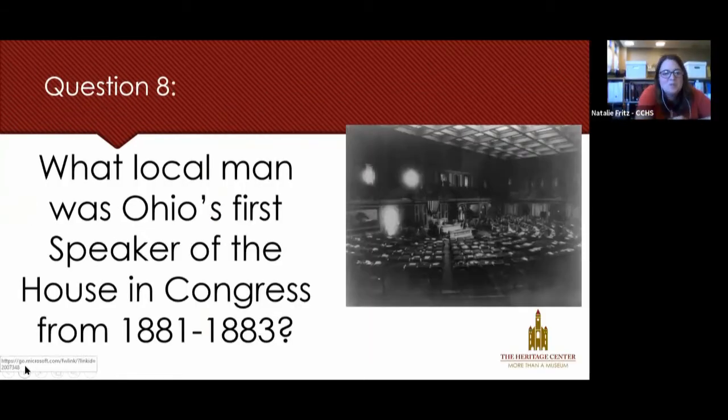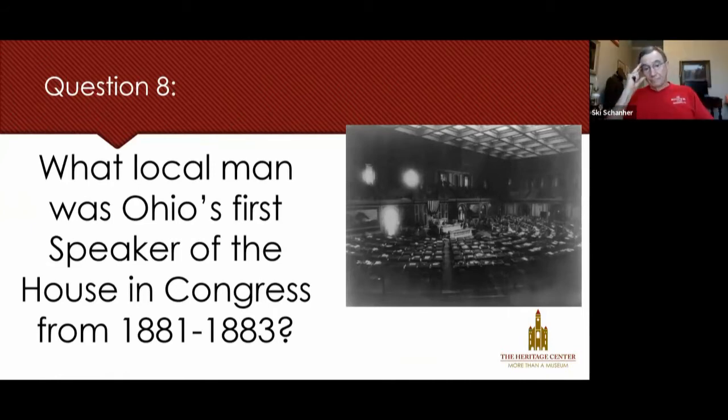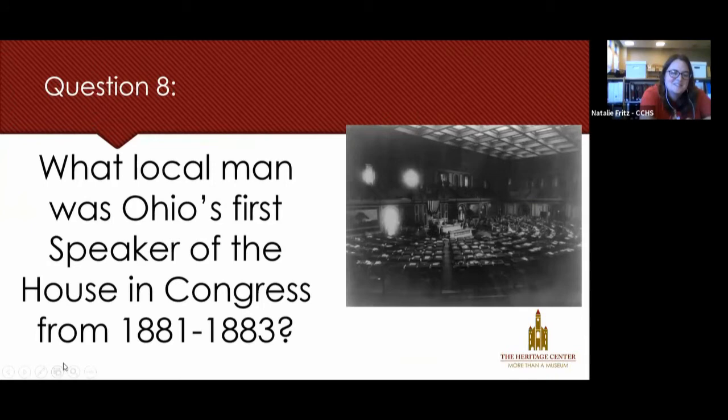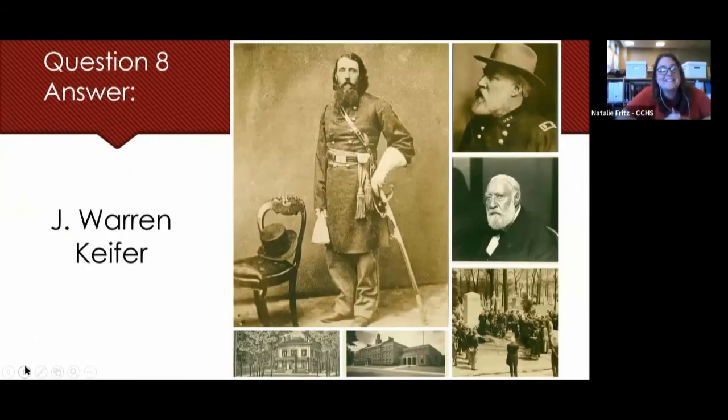Okay, question 8. What local man was Ohio's first Speaker of the House in Congress from 1881 to 1883? Brigadier General Keifer? Yes. Joseph Warren Keifer. I did not include general on his name here, but yes, J. Warren Keifer. And he has an interesting connection to the Battle of Piqua site. There's an excavated area up on the hill above the Hertzler House, which was, I think, close to where the site of his family's cabin would have been.